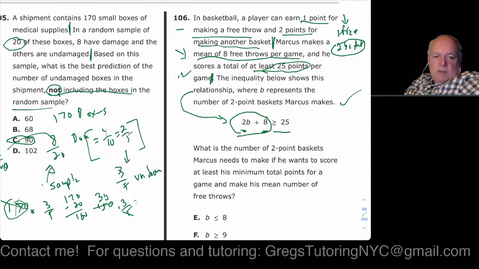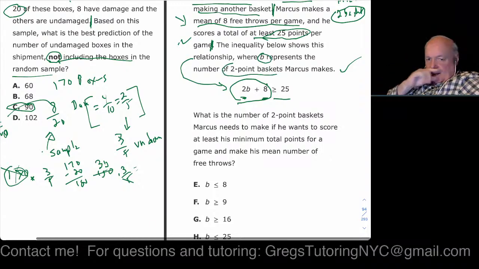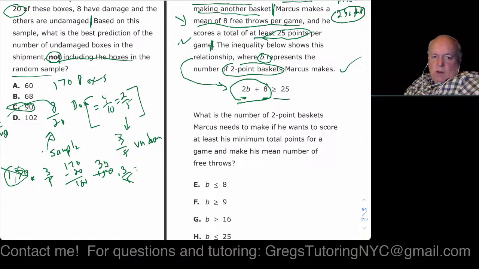What is the number of 2-point baskets Marcus needs to make? Well, B, they told us here, represents the number of 2-point baskets. So we're trying to solve for B. What is B that he needs to make to score at least the minimum for a game and make his mean number of free throws? So all we have to do is solve that inequality.